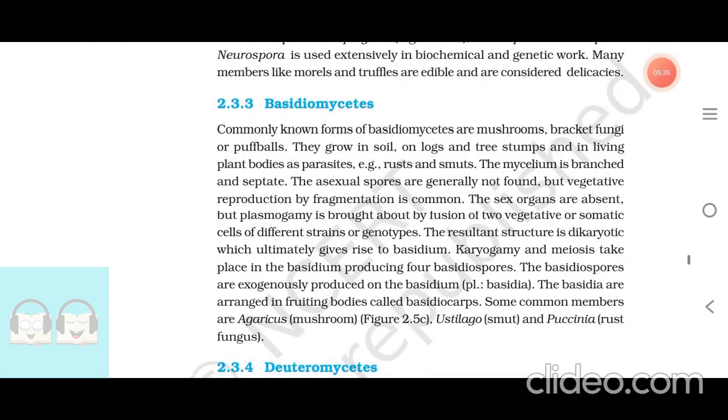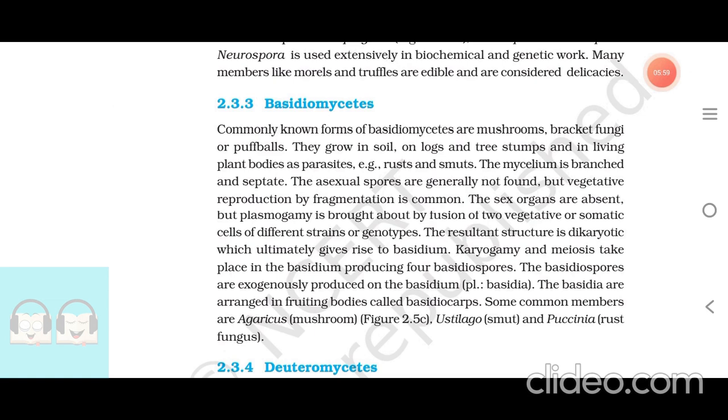Basidiomycetes. Commonly known forms of basidiomycetes are mushrooms, bracket fungi, or puffballs. They grow in soil, on logs and tree stumps, and in living plant bodies as parasites, for example rusts and smuts. The mycelium is branched and septate. The asexual spores are generally not found, but vegetative reproduction by fragmentation is common.